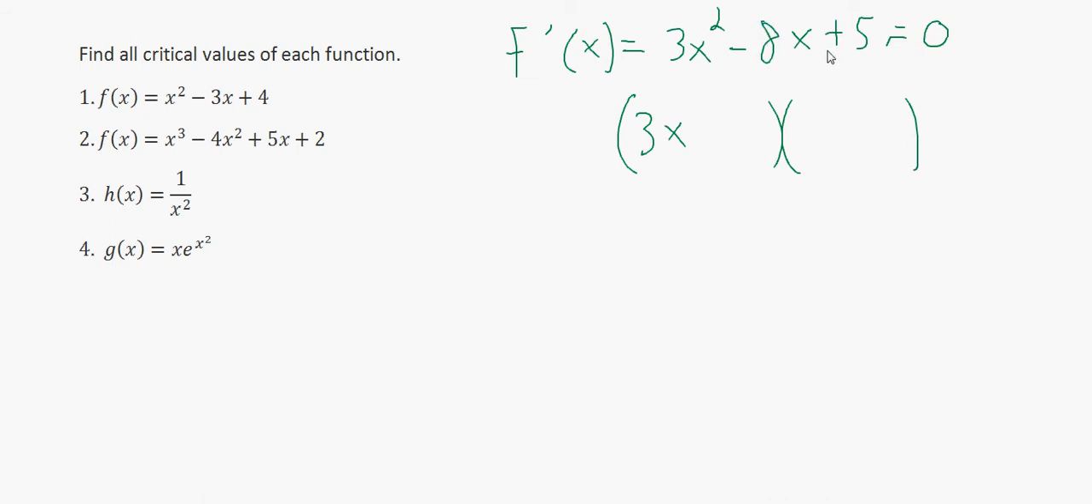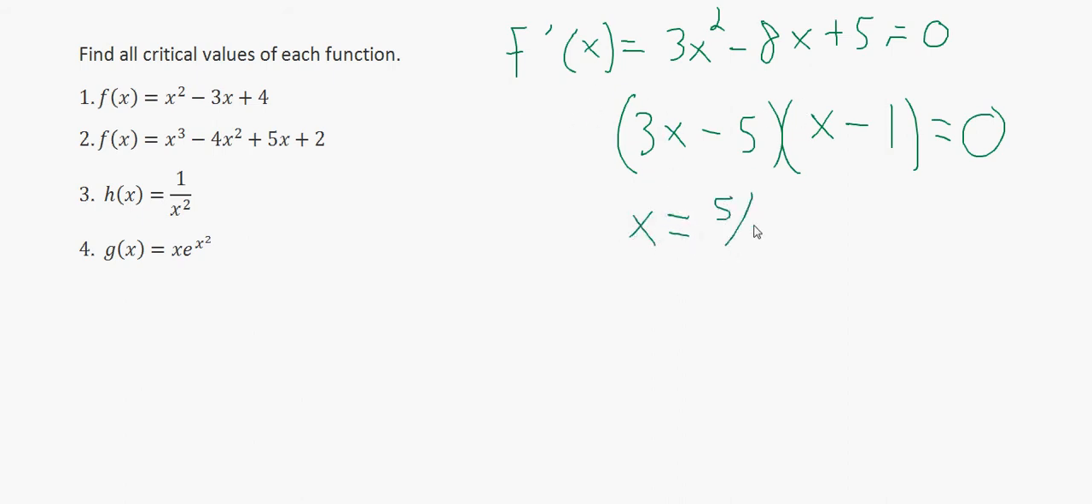I think, oh yeah, 3x minus 5 and x minus 1. You're thinking, you're a calculus teacher, you should be able to factor. It's been a long day, give me a break, right? This is how this thing factors. So the zeros of our derivative are x equals 5/3 and x equals 1. These are the critical numbers, okay?